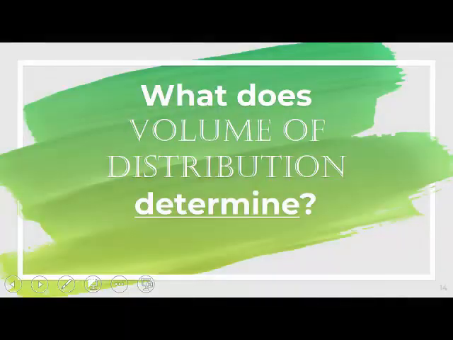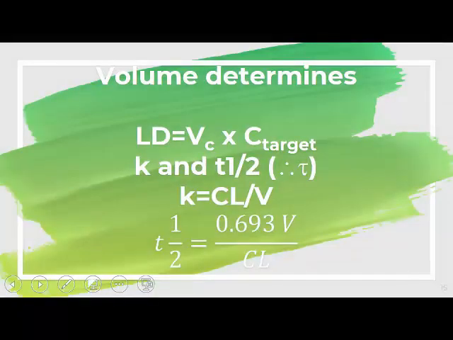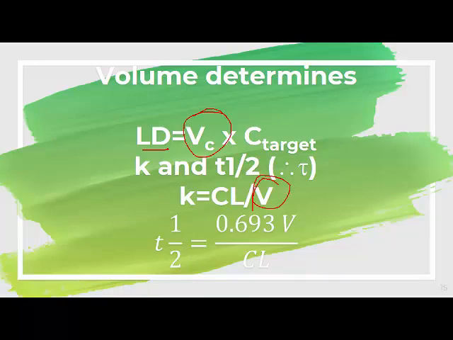So what does the volume of distribution determine then? Well, we know it helps determine what our loading dose is going to be, right? Our VC, that initial volume. We also know it's a determinant here in both K and half-life. Therefore, it's going to help dictate our dose interval.